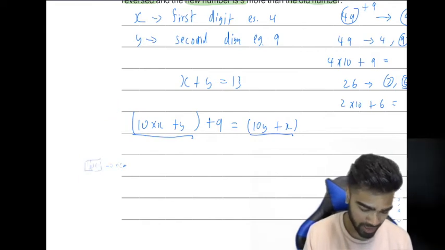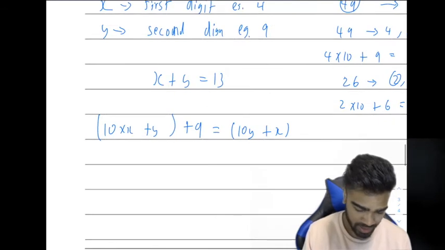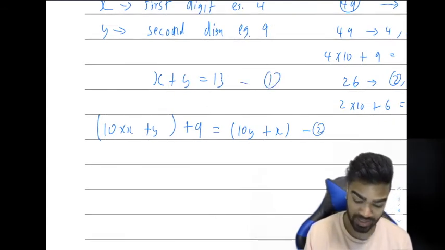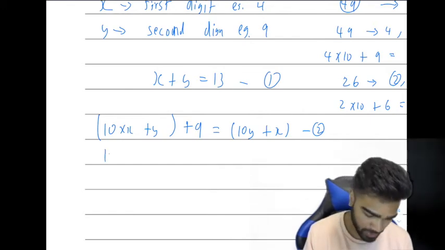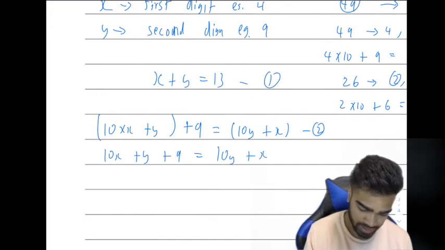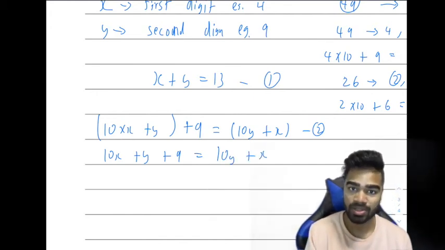So with that, most of the work is done, all we have to do now is solve these equations. Okay, so we have equation number 1 up there. Let's try to simplify equation number 2. Okay, I have 10x plus y plus 9 is equal to 10y plus x. So let's take all our variables to the left, and let's take all our whole numbers to the right.